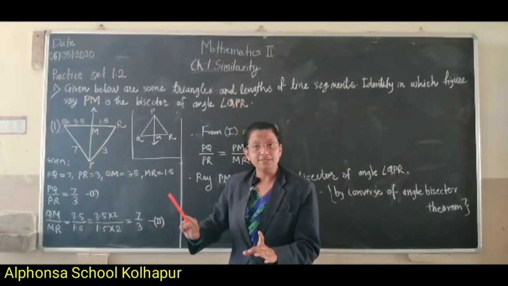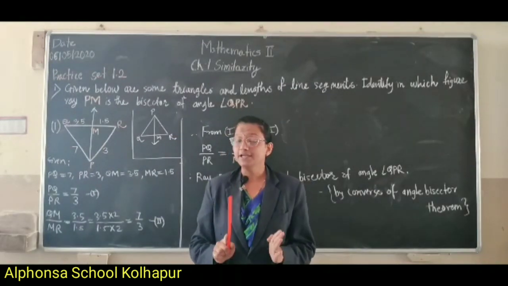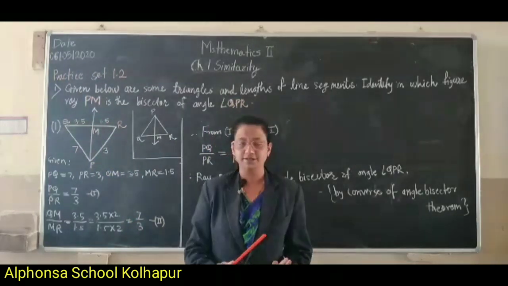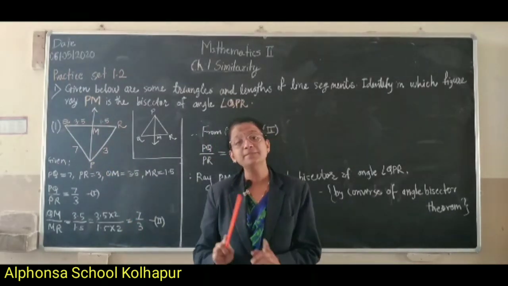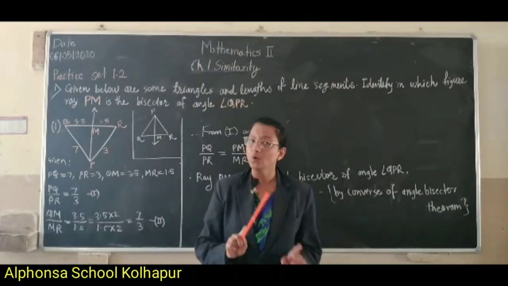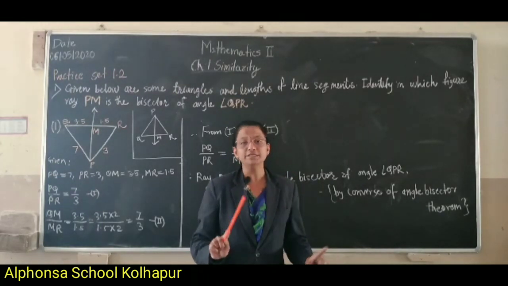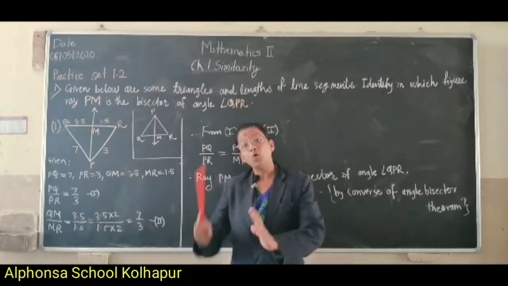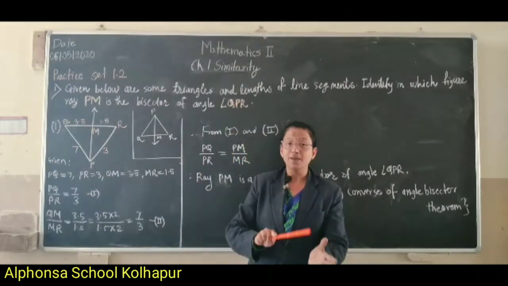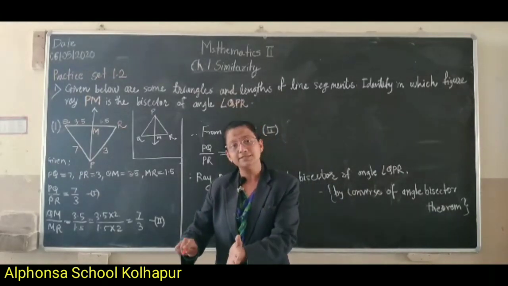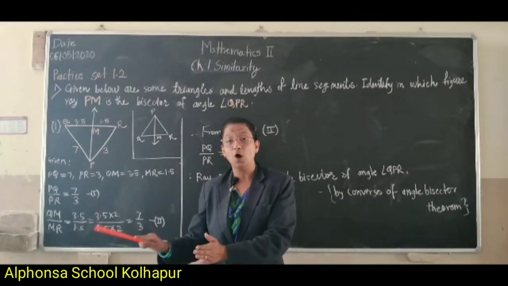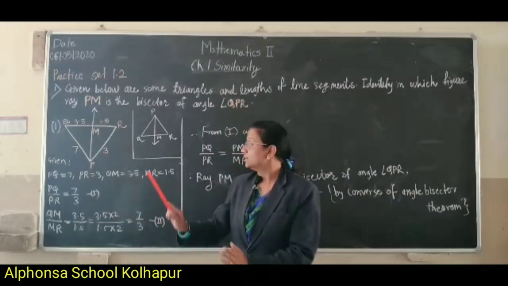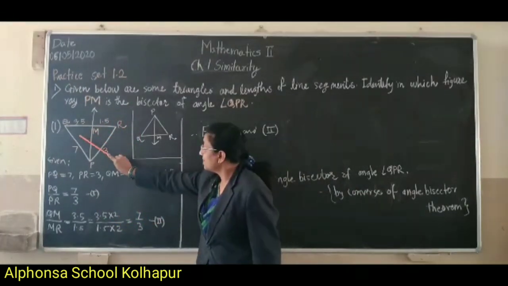Is it given here whether PM is an angle bisector? No. See, here it is not given that PM is an angle bisector. We have to decide whether PM is an angle bisector or not. So we are not going to use the angle bisector theorem here. Rather, we are going to use the converse of the angle bisector theorem. Means the conclusion will be yes, it is an angle bisector, or no, it is not an angle bisector. Do you understand it?